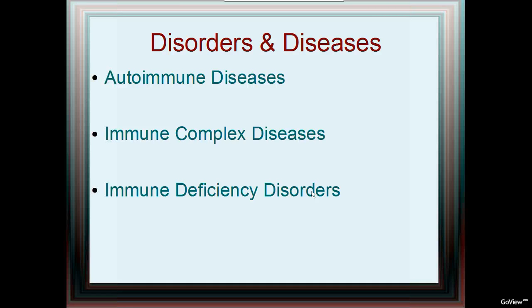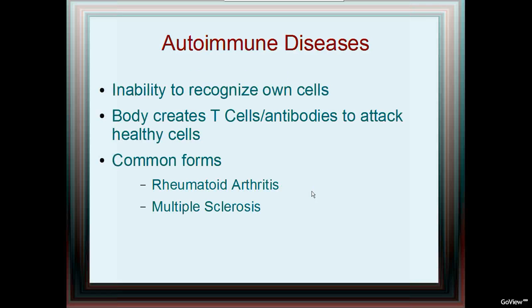The first one we're going to look more in depth into is the autoimmune diseases. What this basically is, is the inability for the body to recognize its own cells. And the way it works is the body will begin to create those killer T cells and antibodies, and it'll direct them to attack healthy cells within the body. Two common forms of autoimmune diseases are rheumatoid arthritis and multiple sclerosis.